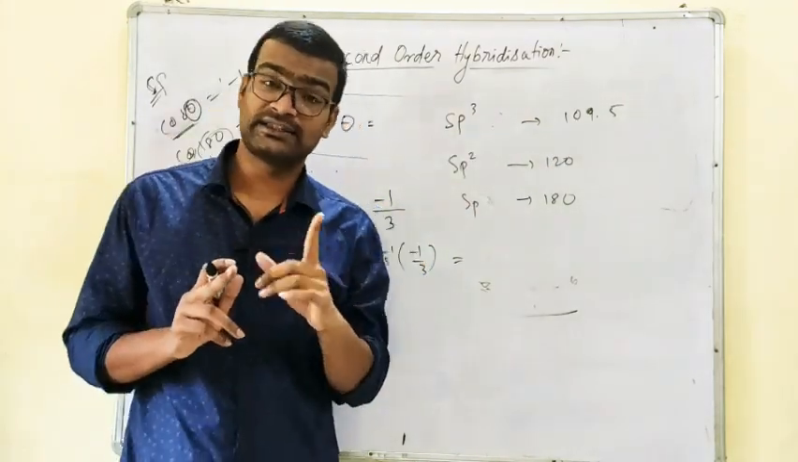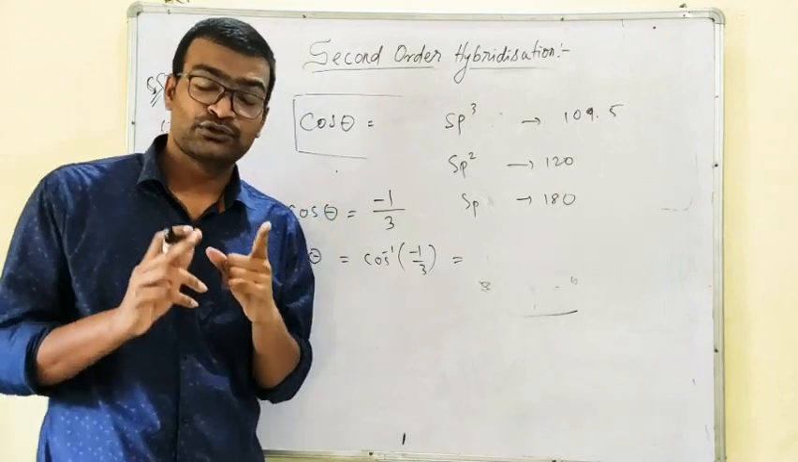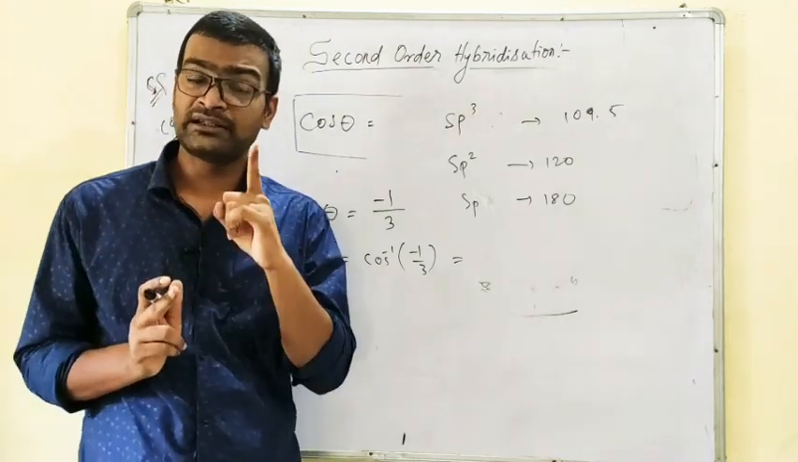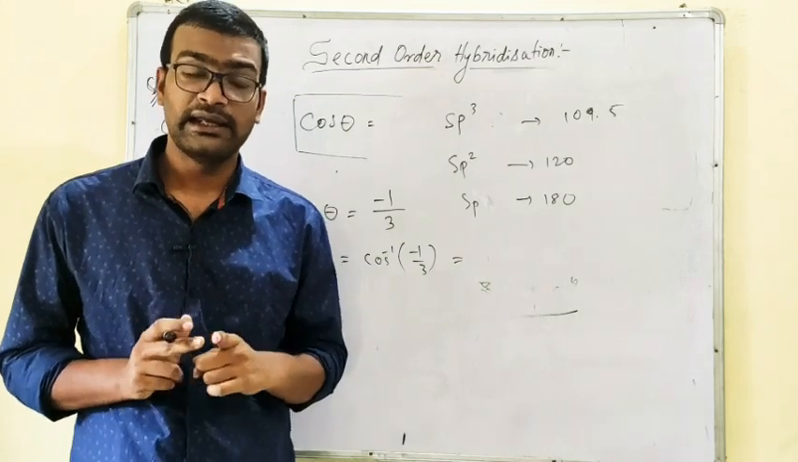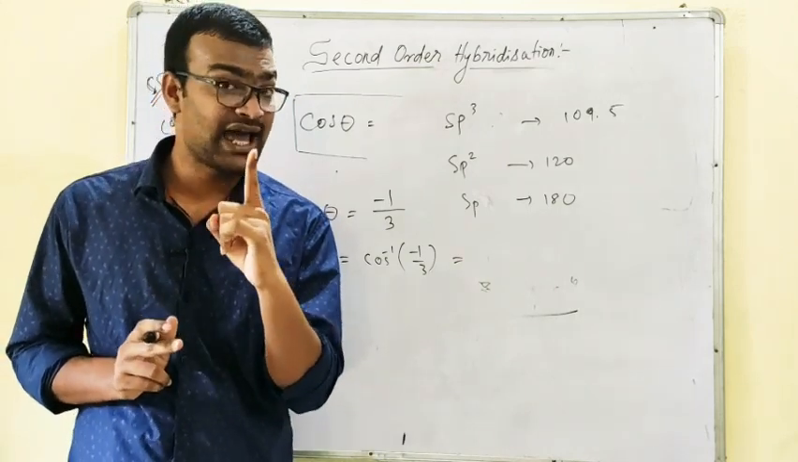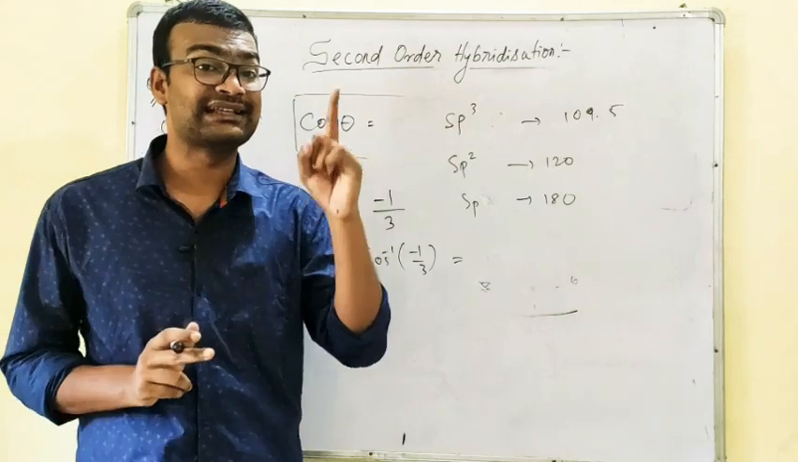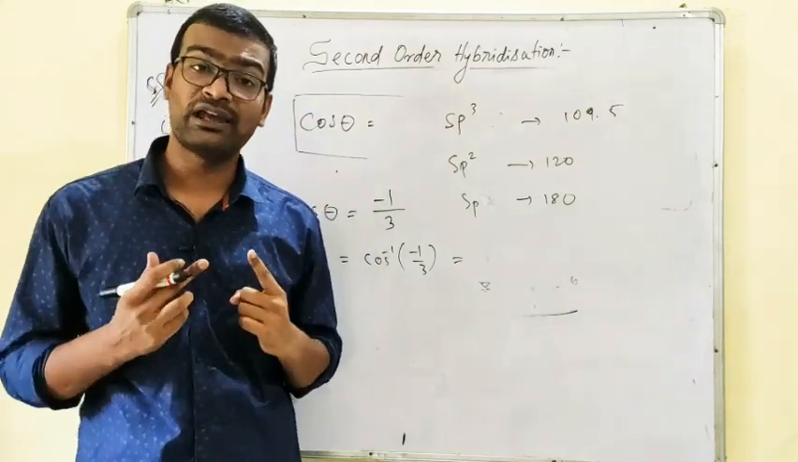Listen carefully to this. Any molecule having a bond angle similar to the ideal bond angle has exactly the same hybridization. So what do I mean by this?